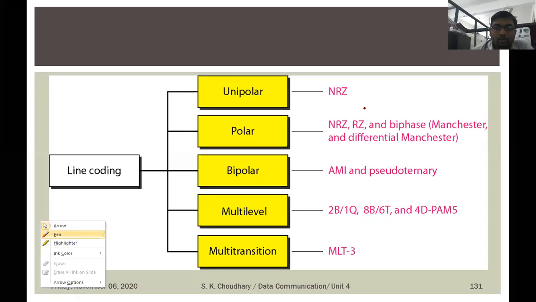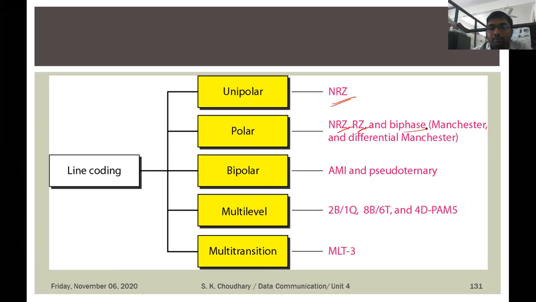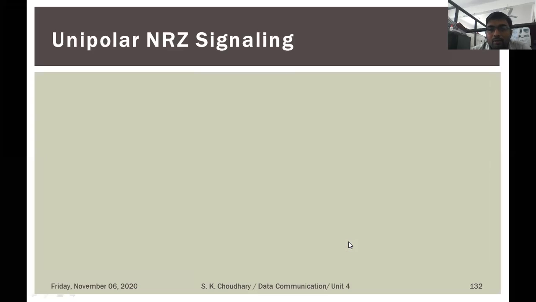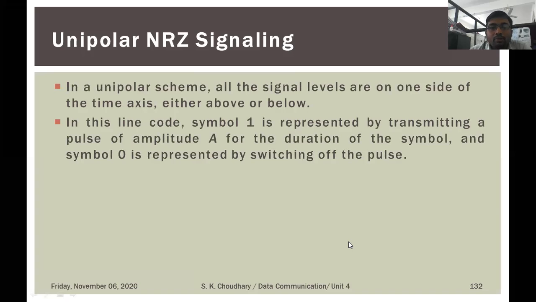We have to go through the unipolar method, that is non-return to zero, polar non-return to zero, return to zero, as well as biphase like Manchester. Similarly, for the bipolar, AMI, alternate mark inversion. Then for multi-level, we only have to learn this as per our syllabus, and for multi-transition, MLT-3. Okay. So let us come to the first one, unipolar NRZ signaling.